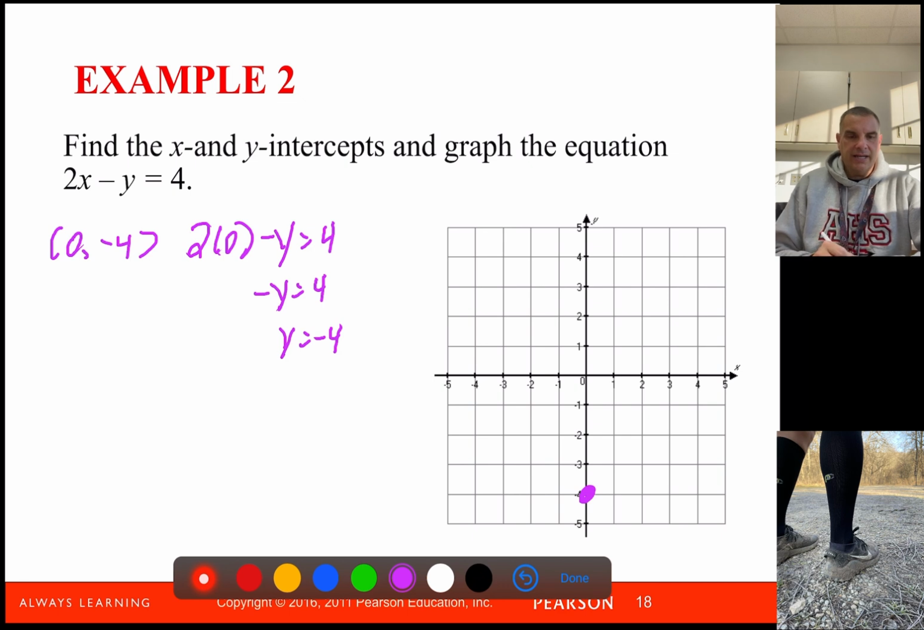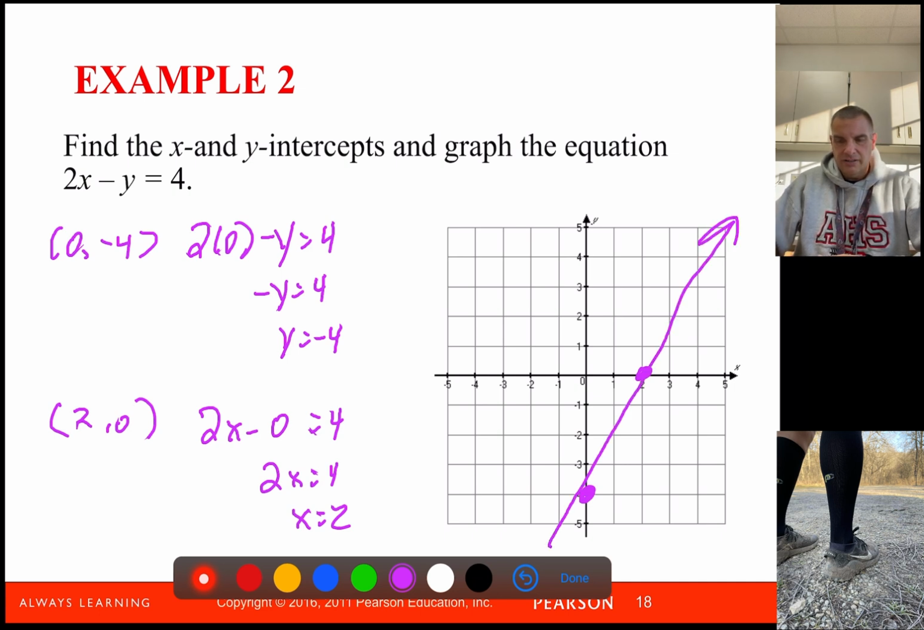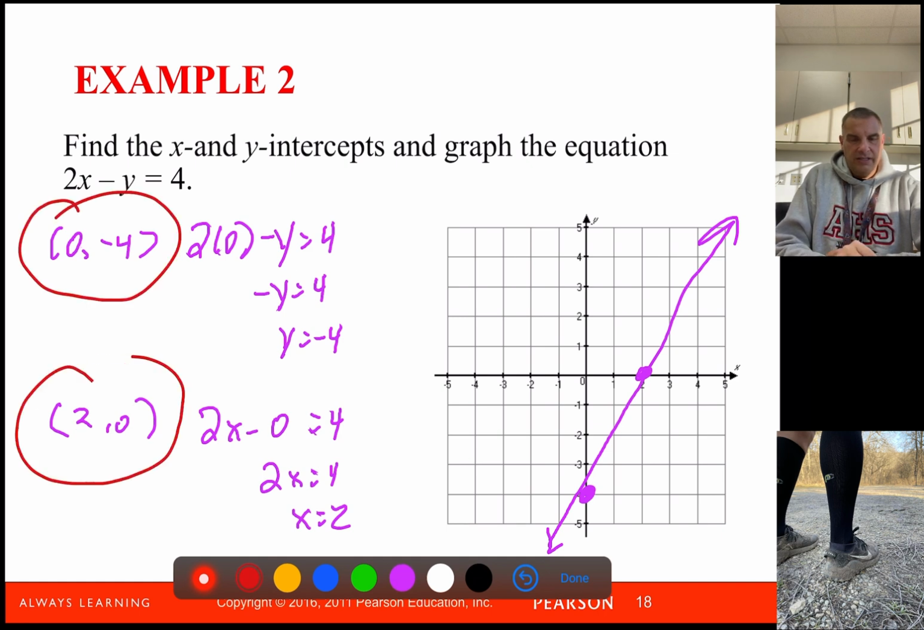So that's on my y-axis. To find the other intercept, I'm going to set my y value equal to 0. So 2x minus 0 equals 4, 2x equals 4, x equals 2. So I've got the point (2, 0). There's the point (2, 0). Now if I graph that equation of the line, there's the graph of the equation. We did this just by finding the intercepts.